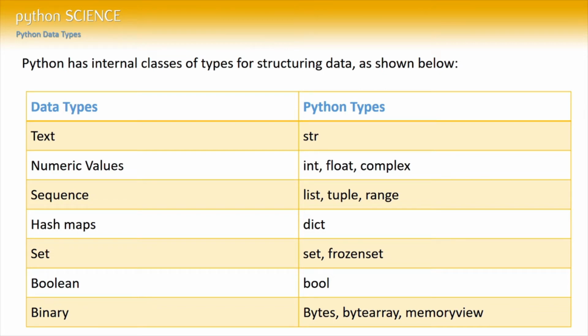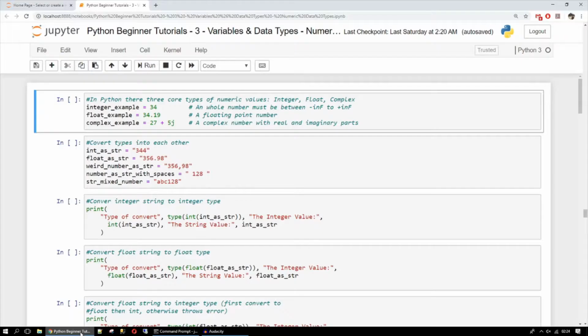Today we are going to discuss numeric values in Python: integer, float, and complex. The previous tutorial was on the text data type. We examined some of the features of the string type in Python. This is the second tutorial on data types. So let's start. We are using Jupyter Notebook for this tutorial series.